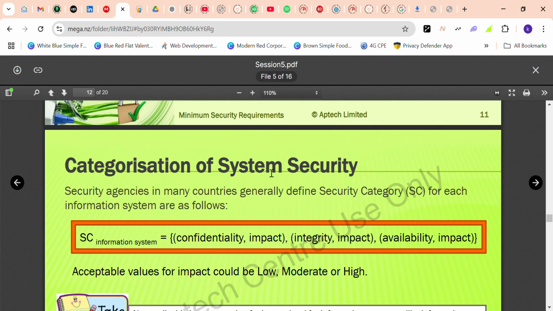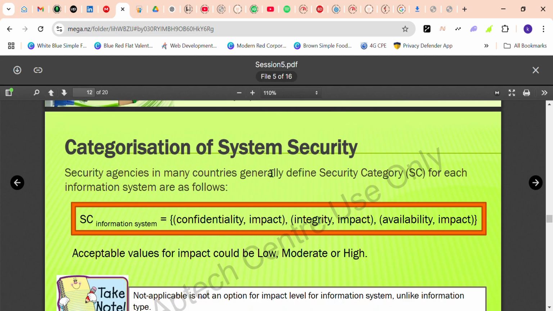Okay, so let's talk about categorization of system security. Security agencies in many countries generally define the security category, which is SC, for each information system as follows. The security category of an information system is equal to the confidentiality impact, integrity impact, and availability impact. If this availability is breached, what is the impact, which we are talking of as the damages?